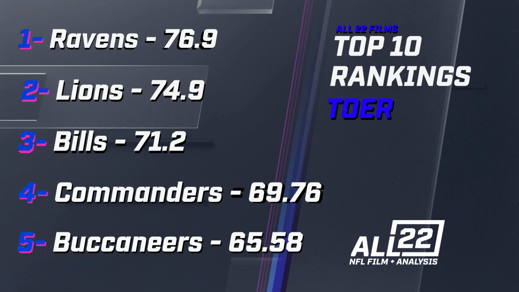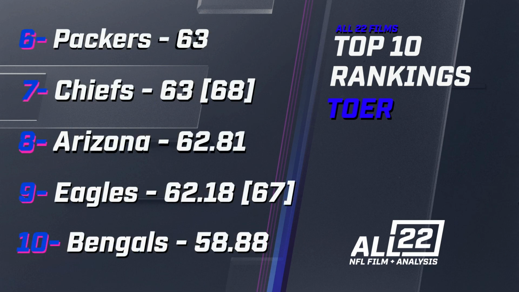So let's do it this way. When both teams scored between 44 and 64 on the metrics that I have accumulated or put together here, the team with the higher TOER ranking went 27 and 6. I do have some teams to present some interesting data on.